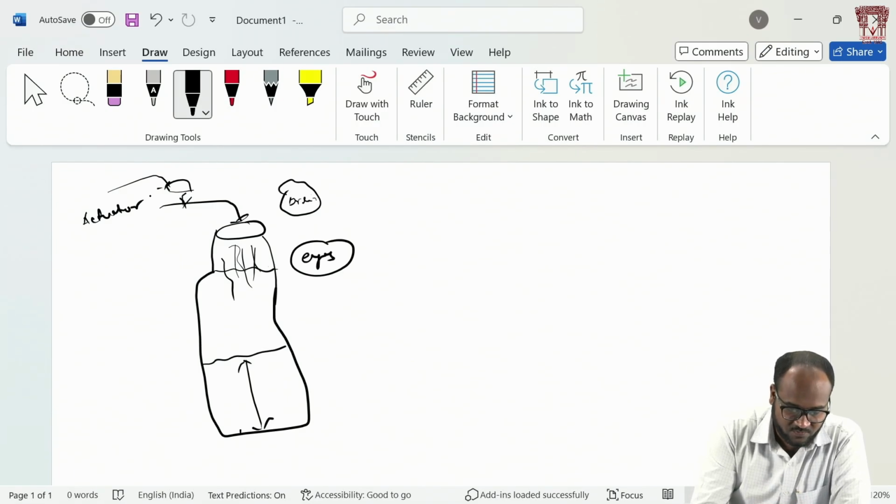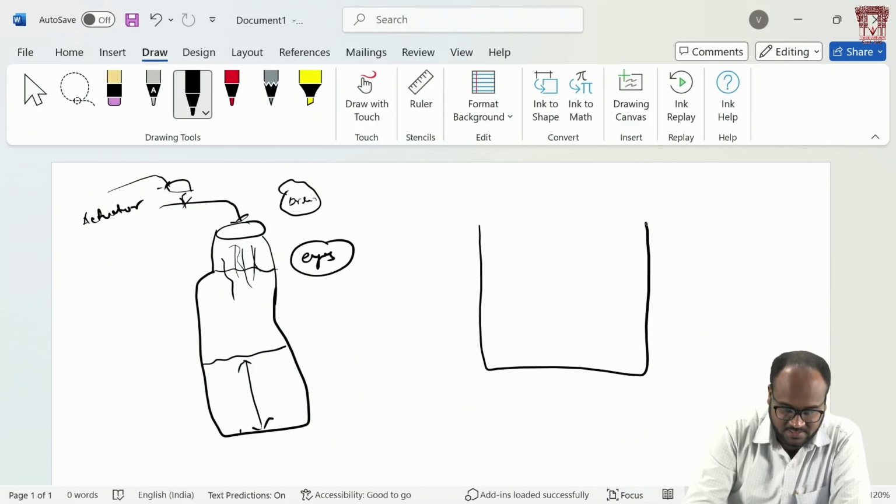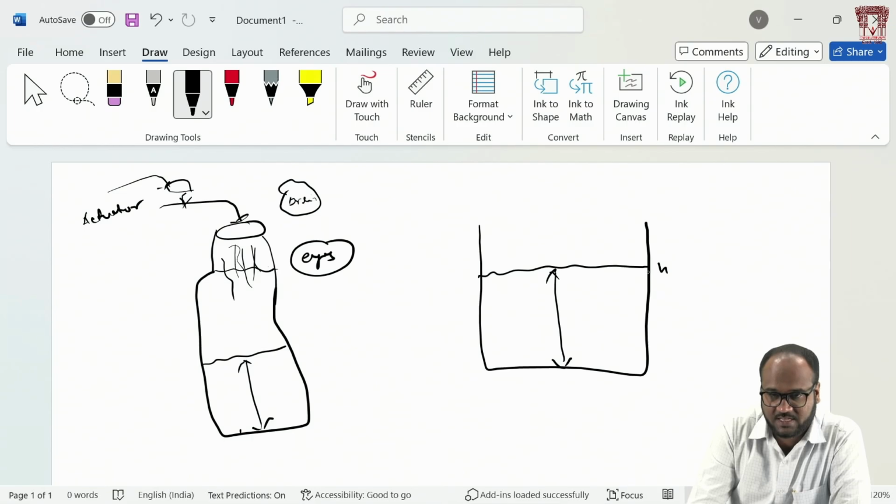So if I convert the same example into an industrial example, I can consider a tank instead of a bottle. I want to control the level of water or some chemical X in the tank at a particular height h. As we are using eyes as sensors, here we need a sensor which could be a level transmitter or level sensor.